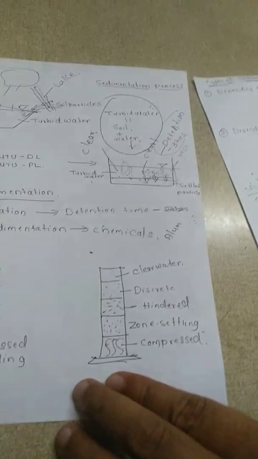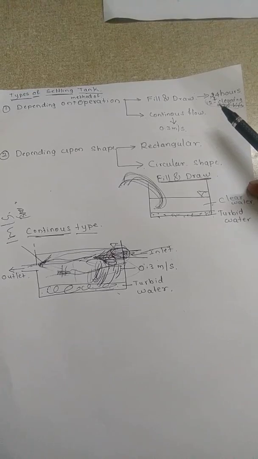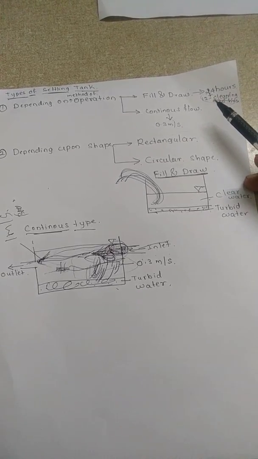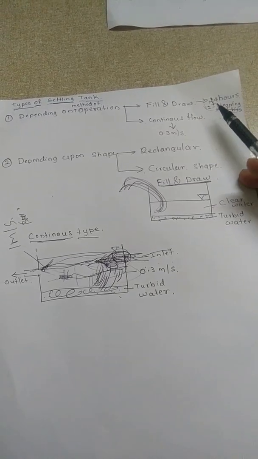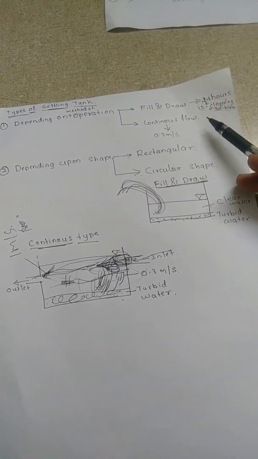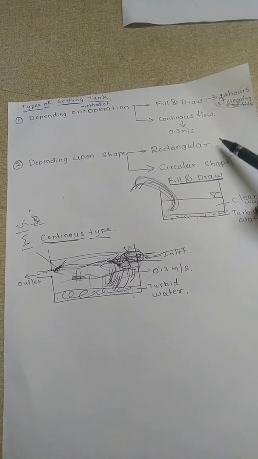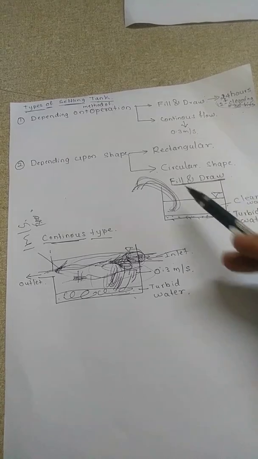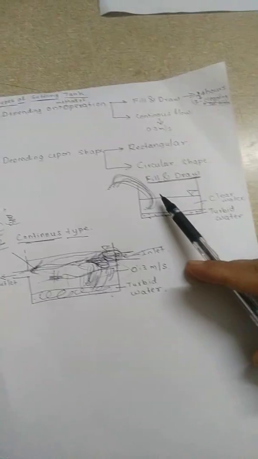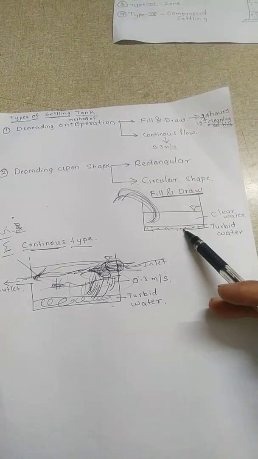Then we have discussed settling tanks and their types, that is based upon the method of operation, fill and draw, and continuous, and based upon shape, rectangular and circular, which we will discuss next. In fill and draw, we take water, add it, and allow it to stand for 24 hours. The particles are going to get settled down in those 24 hours.